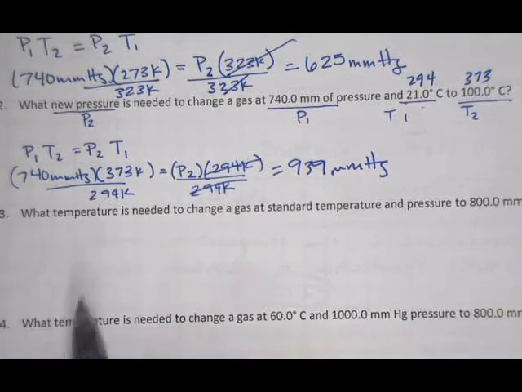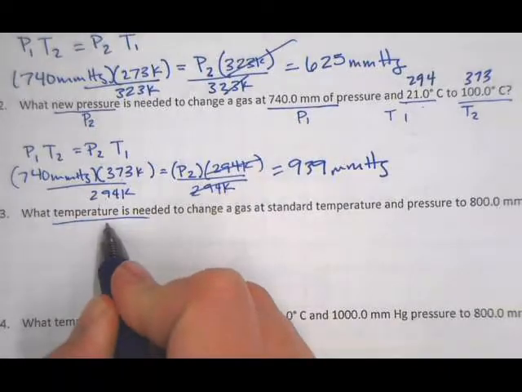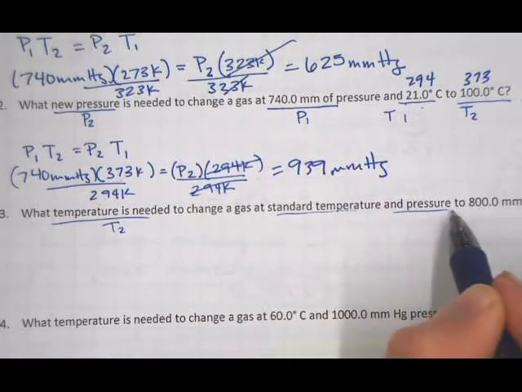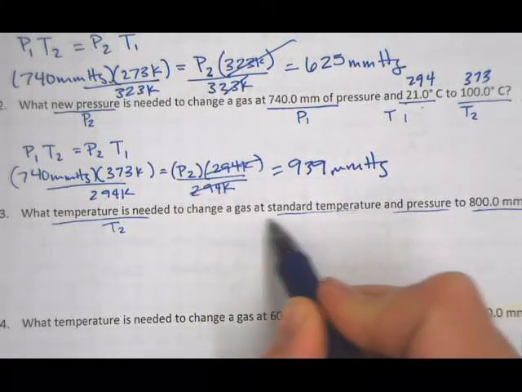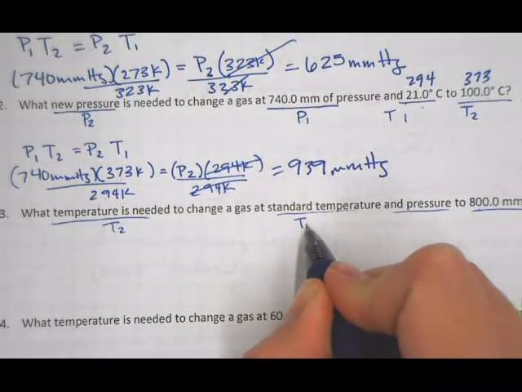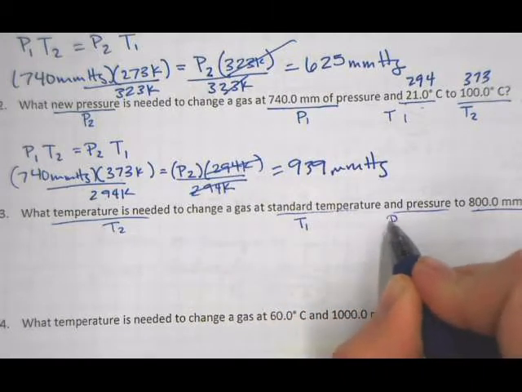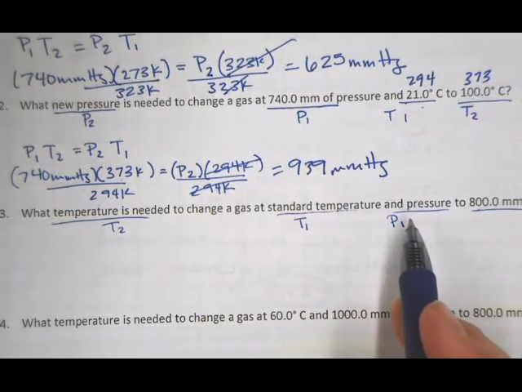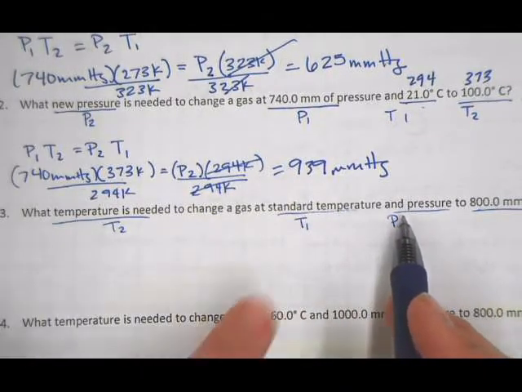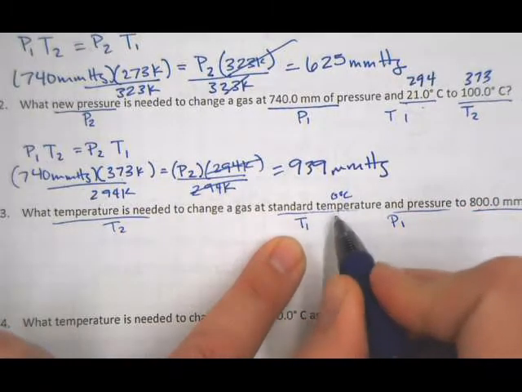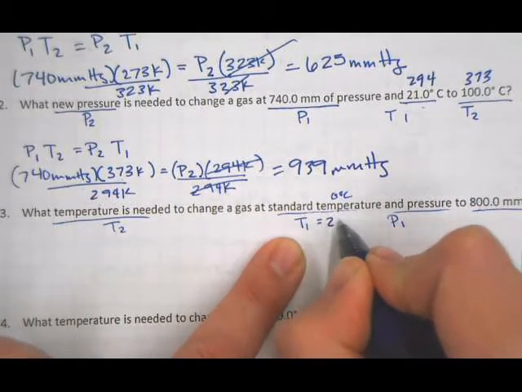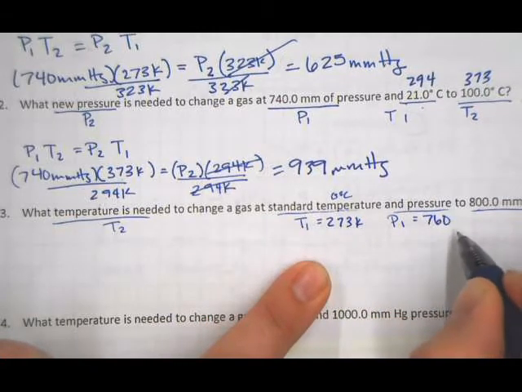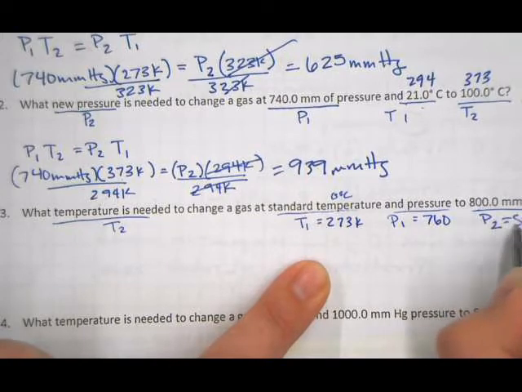Okay, we got what temperature is needed, so that's what I'm looking for. That's a new temperature. To change a gas that's at standard temperature and standard pressure to 800. So it's already at standard temperature of 0 degrees Celsius and a pressure of 760. So if you had forgotten what standard temperature and pressure were, that's back in section 4.4. So standard temperature is 0 degrees Celsius, but I need that in Kelvin, so that's really 273 Kelvin. And standard pressure is 760 millimeters of mercury, and I'm changing it to a new pressure of 800.